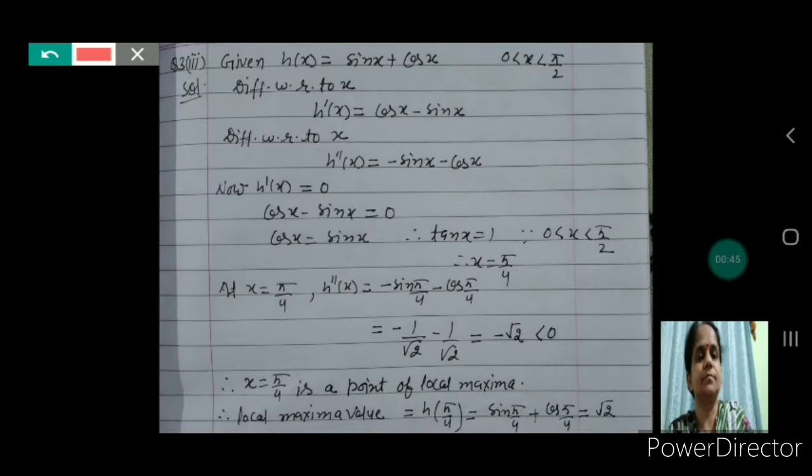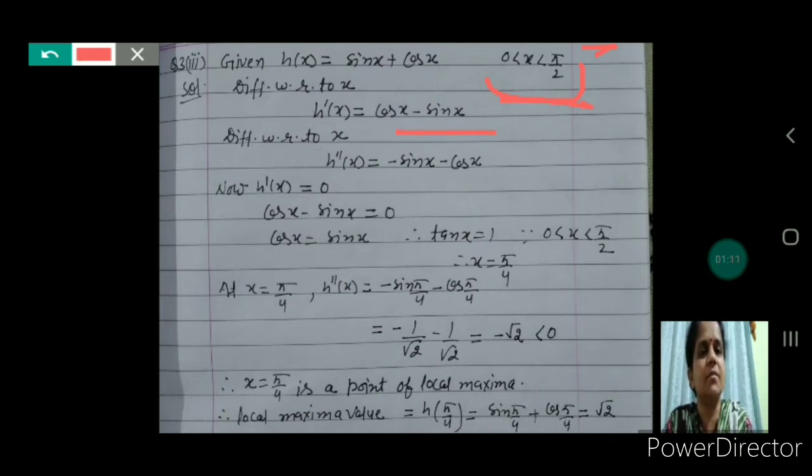Now, given is h(x) is equal to sin x plus cos x. It is the function given in the question, and here the range is also given. x is in the first quadrant. So now first find the first derivative. h dash x: derivative of sin x is cos x, and of cos x is minus sin x.